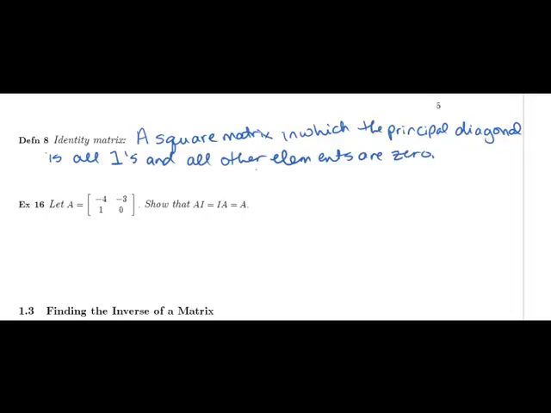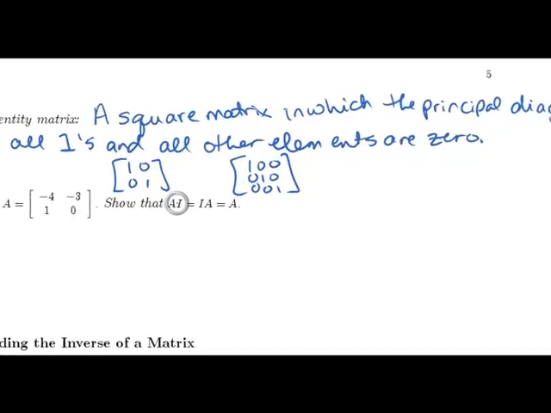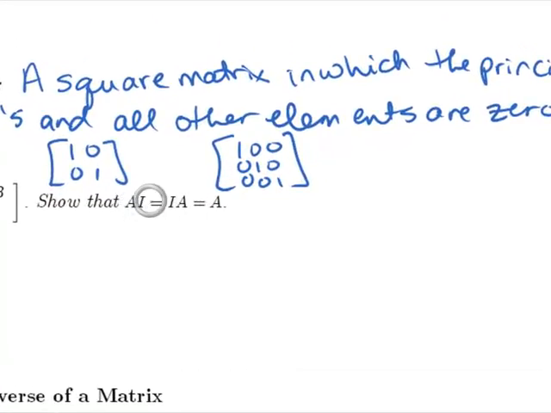So if we have a 2 by 2 identity matrix, it's going to look like 1, 0, 0, 1. If we have a 3 by 3 matrix, it's going to be 1, 0, 0, 0, 1, 0, 0, 0, 1. And you start to sound like a computer with all the zeros and ones, but that's essentially what it is. And the nice thing about the identity matrix is that if you multiply it in either order, A times I and I times A, you will get back to A.